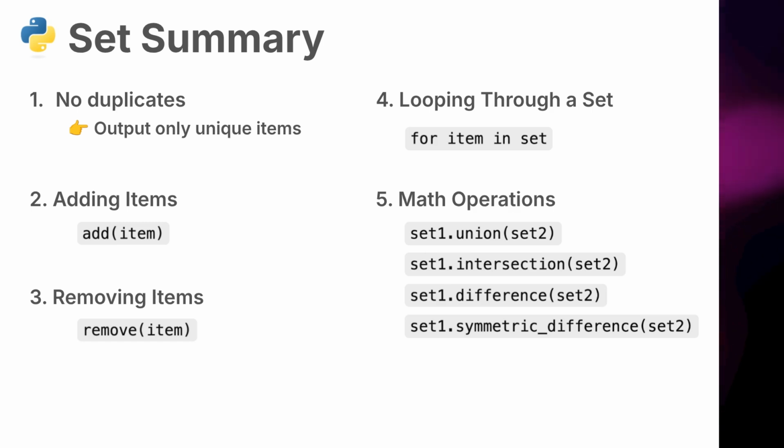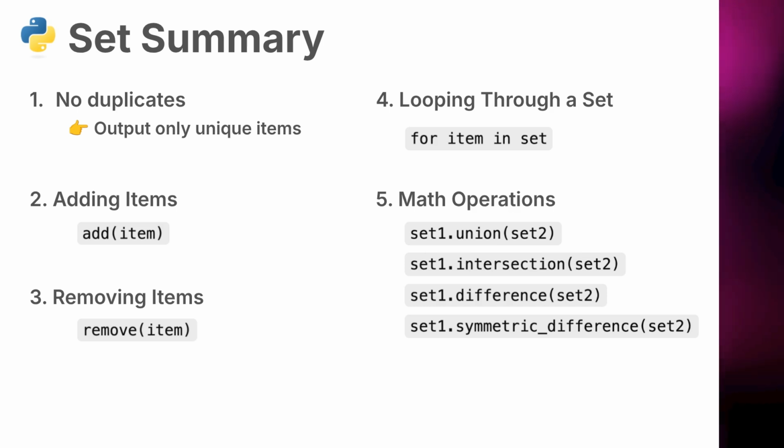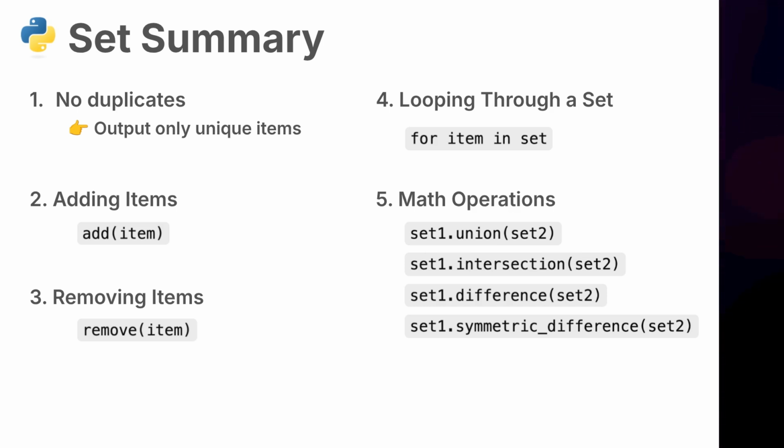3. Removing items. Use remove to delete a specific item. 4. Looping through a set. You can use a for loop to go through each item. Note, sets are unordered, so the order might change every time.